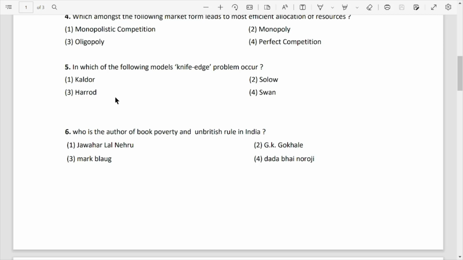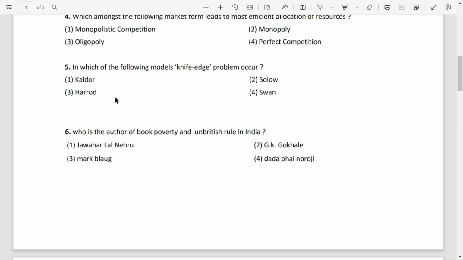Options are like 279, 280, 281, and 282. So the correct option for this would be 280. According to Article 280, the President is empowered to appoint the Finance Commission. So this is the correct option. Now the next question is, match list one with list two.